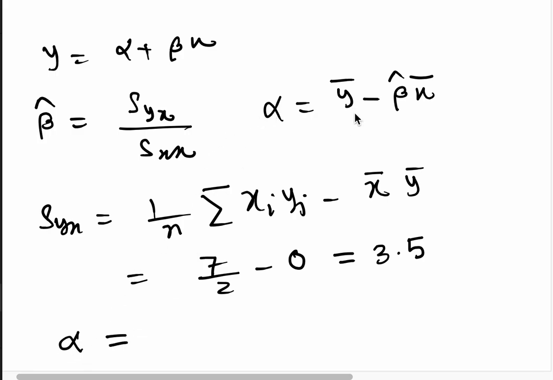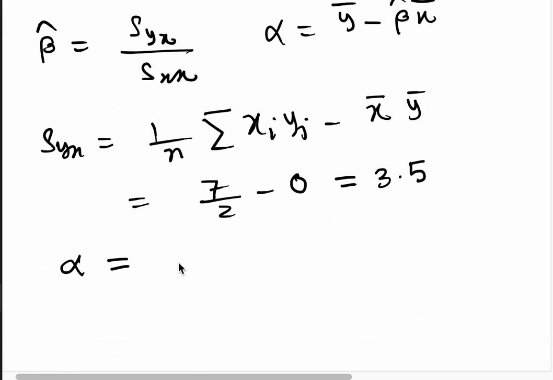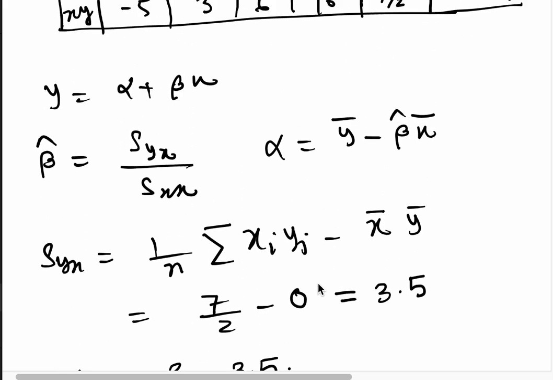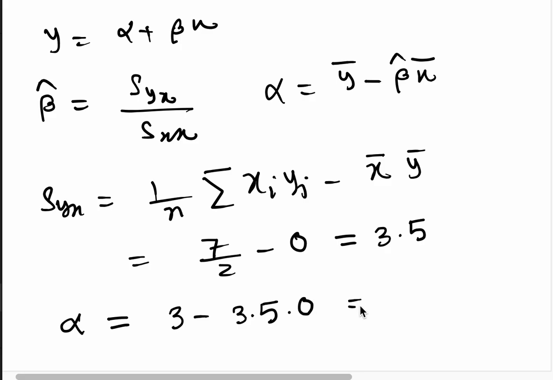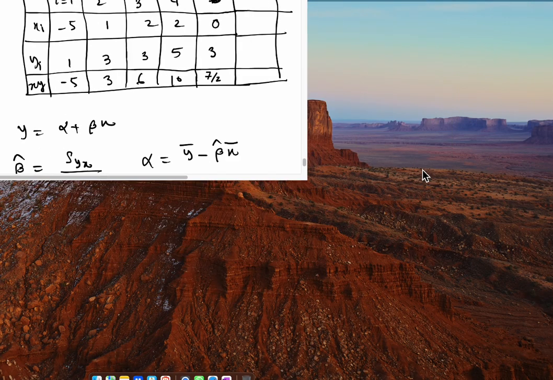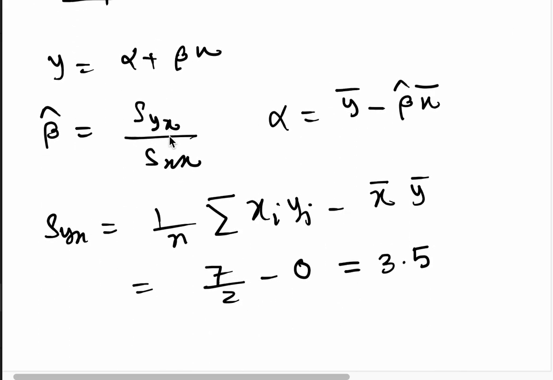What is the alpha? Alpha is y bar, which is 3, minus beta, 3.5, into x bar, that is actually 0. Alpha means 3. Correct. Yeah, one thing I have missed: this is not beta, this is syx, 7 by 2, right? And I have to find sxx also.